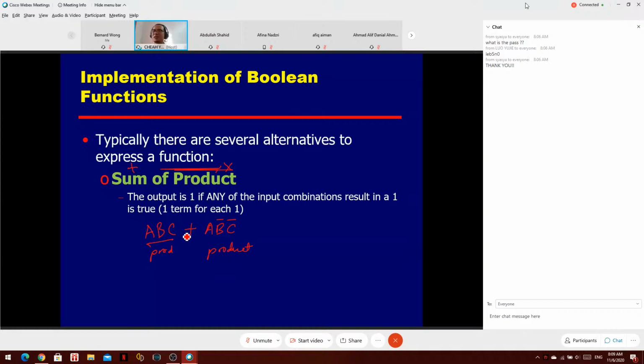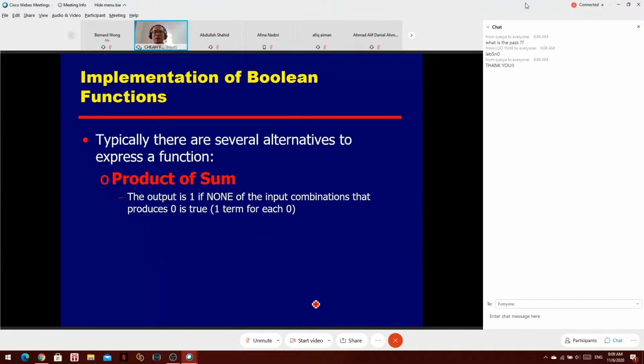The ABC is a product. It's multiplication, but it's actually ANDing. And so on and so on. You can carry on like this, not A, B, not C or something. So it's sum of products. The other standard way of expressing a Boolean function is product of sums.